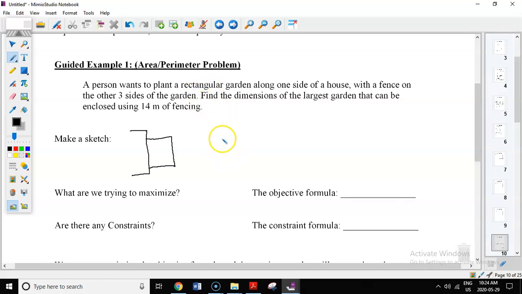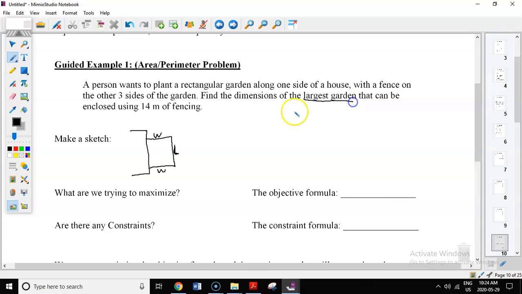So the key with this one is using variables or unknowns to set up your sketch and set up your information. So for example, we're used to using x's and y's, and that's fine, but I like to stick with letters or different letters that represent the situation. So let's say if this is width, and this is length, and you'll see why in a minute. And so I'm dealing with area. It says find the dimensions of the largest garden.